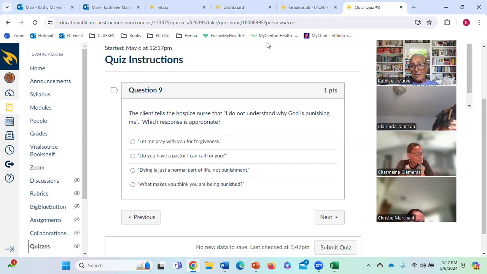We would never say C. Dying is just a normal part of life. It's not punishment. Who are we to say that? Right? The other explanation I always talk about with D is, what makes you think you're being punished?